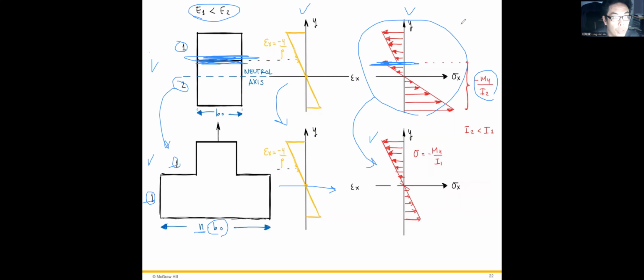Okay, in the real case, we have two stress distributions, sigma 1 and sigma 2. In this equivalent case, we only have to take one stress into account, and its distribution will become linear.